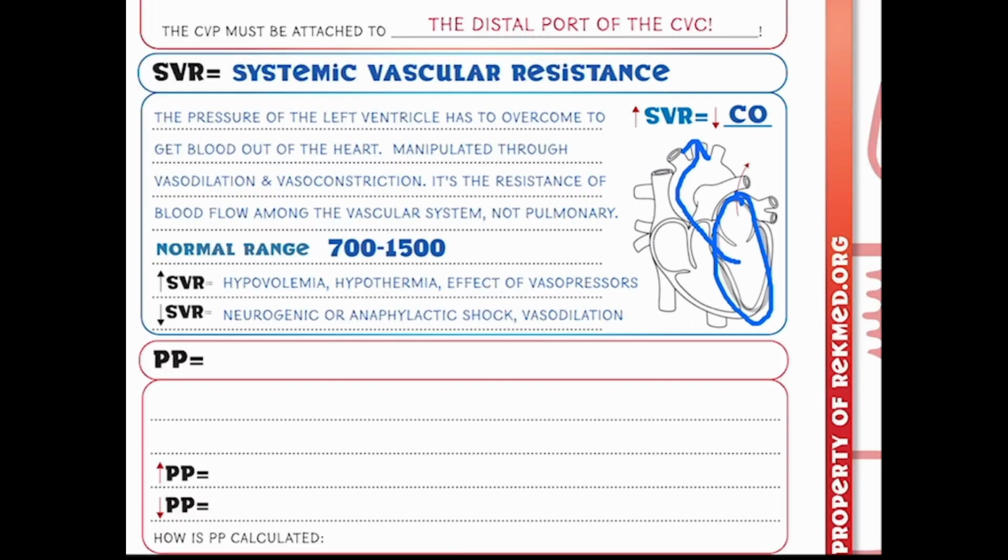And a low systemic vascular resistance means there's neurogenic or anaphylactic shock or maybe vasodilation going on. So this means it's easier for that left ventricle to eject blood out of the heart.